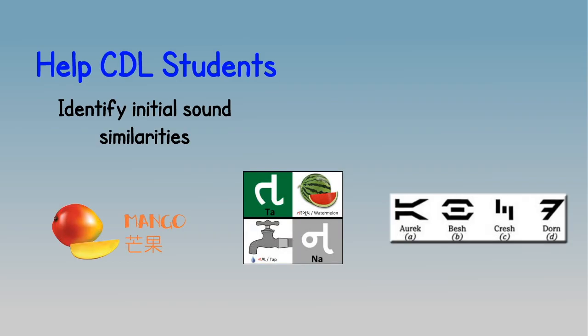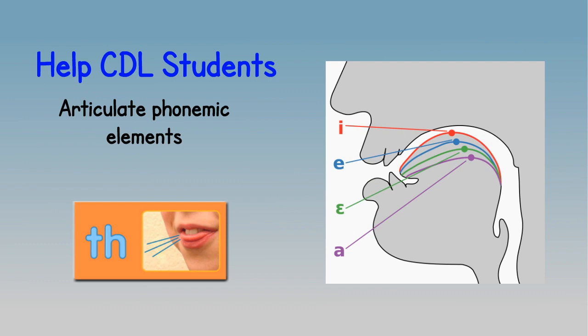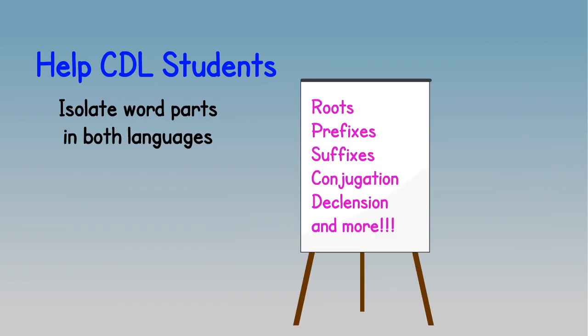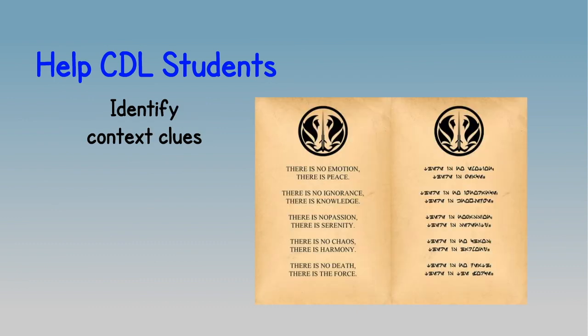This can be done with the following skills: the identification of initial letter sounds that are the same in the native language and in English, the articulation of phonemic elements of words, the isolation of word parts in both languages, and the identification of context clues.